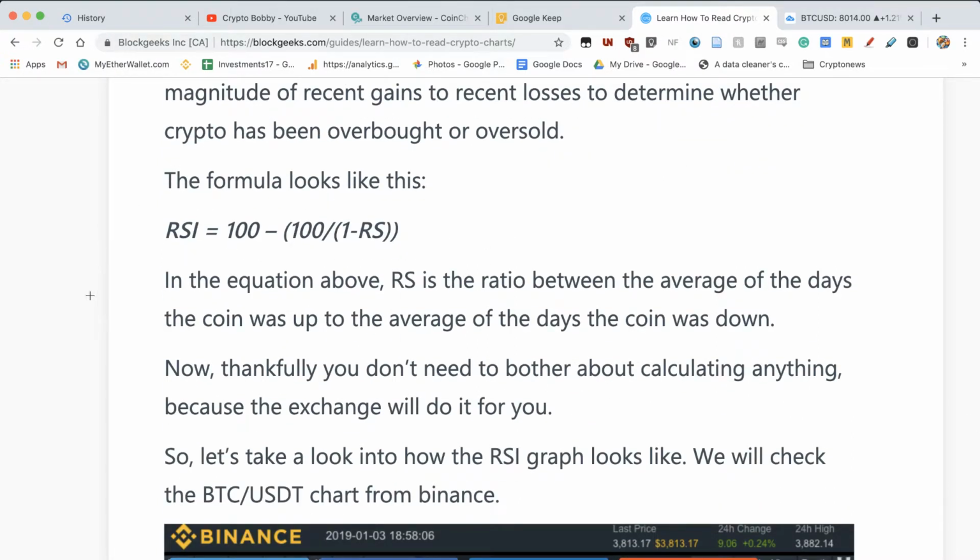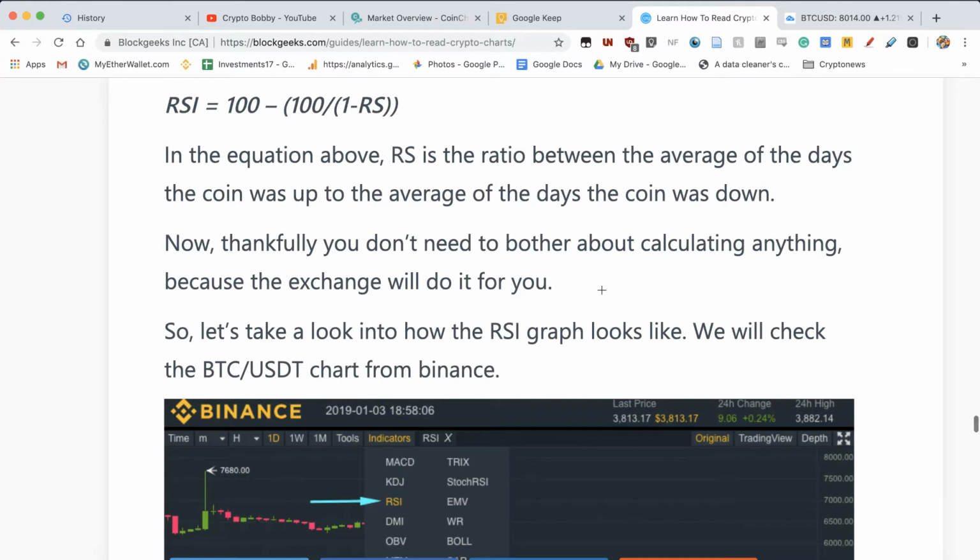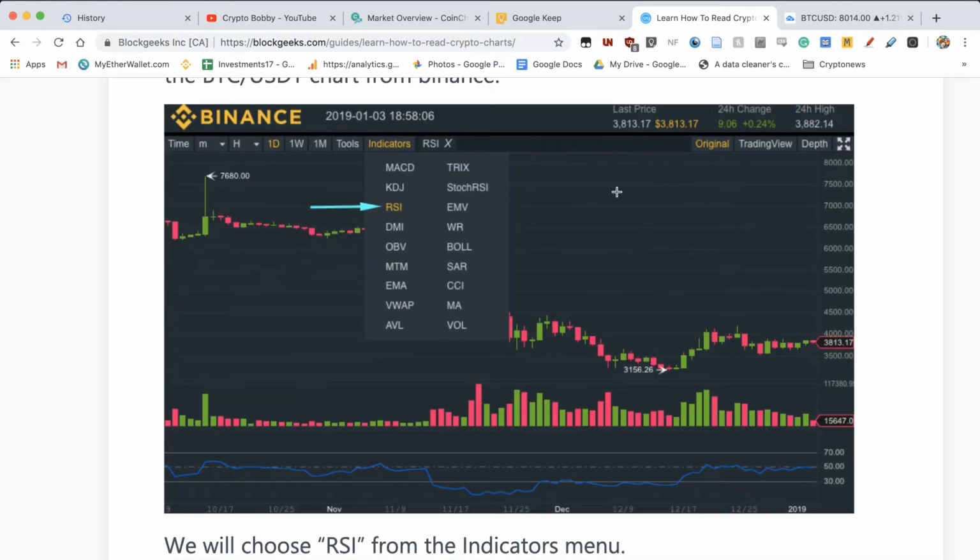You can pause the video and look it up and see if it makes sense to you. But the easy thing, it's actually very easy to install. On Binance, you can click on indicators and click on RSI, and then you've got this RSI line where above the 70 range is overbought, and under the 30 range is oversold.